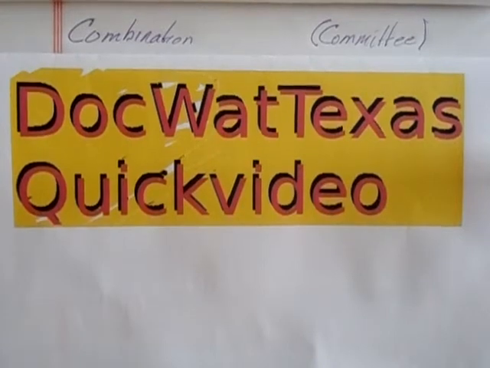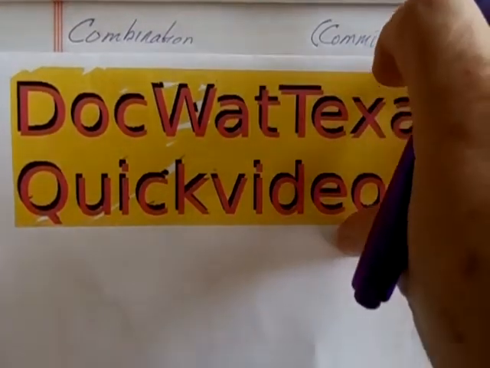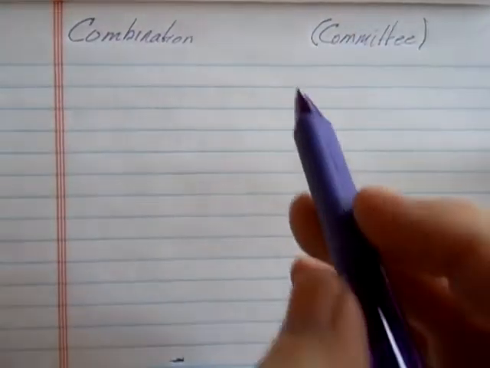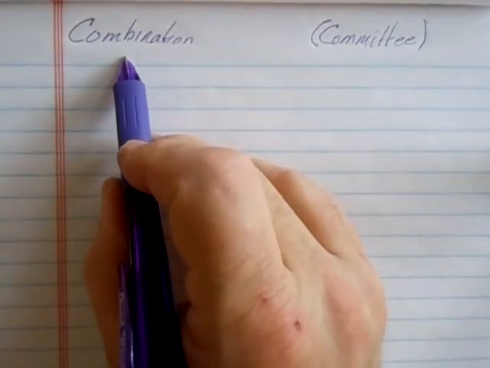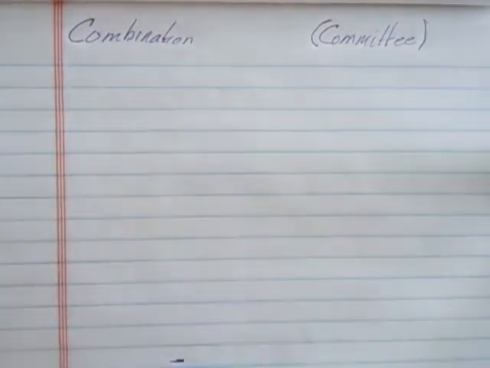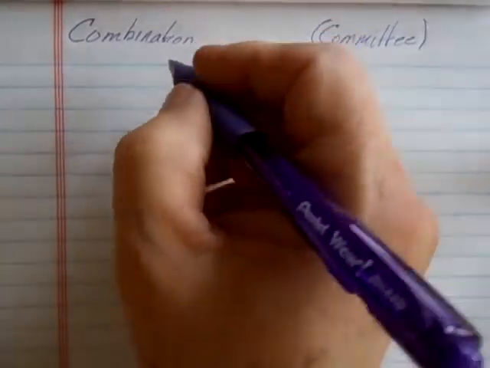This is another DocWatt quick video. There's nothing fancy here. We're just going to try and give a quick answer to a question that somebody's asked. In a previous video, we compared permutations to presidencies. Here we're going to compare combinations to counting how many committees you can choose from a group.